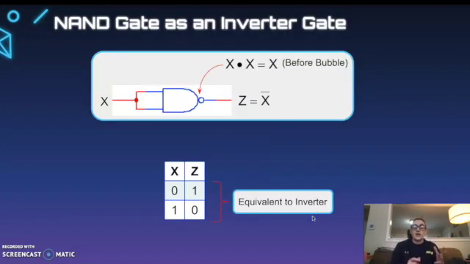So let's look at the NAND gate if we were to use it as an inverter gate. So again, that's before the bubble that we're looking at. X and X is equal to X prior to the bubble. Okay. Once we have after the bubble, that's when we get that inverter function.